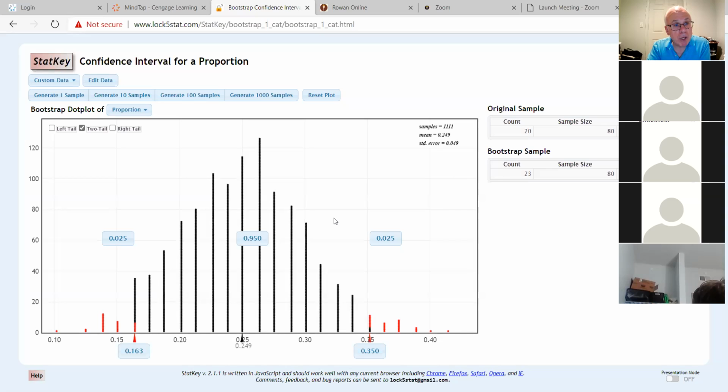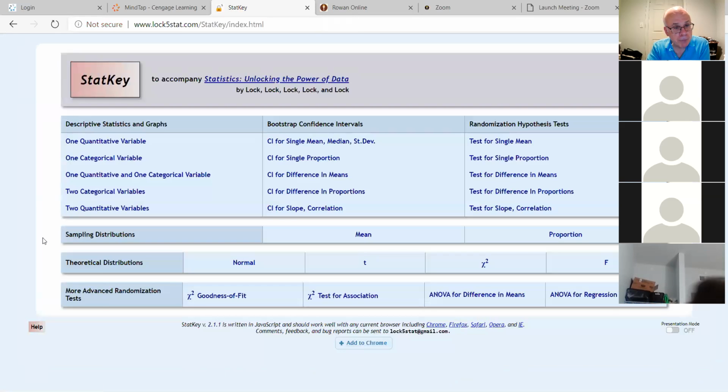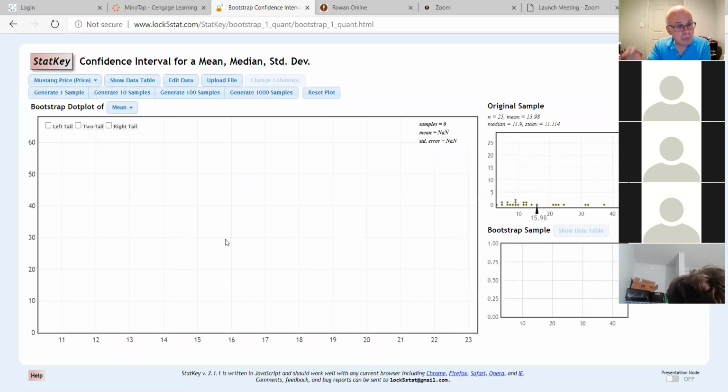Now, what if we wanted to create a confidence interval for a mean instead of a proportion? We can always go back to the main screen by hitting the StatKey button. We're interested in finding the confidence interval for a single mean. I'm going to click that. It defaults to mean here, bootstrap dot plot of a mean. If a person wanted to do a median or standard deviation, you could, but we're only going to do mean. So just leave it as a mean here.